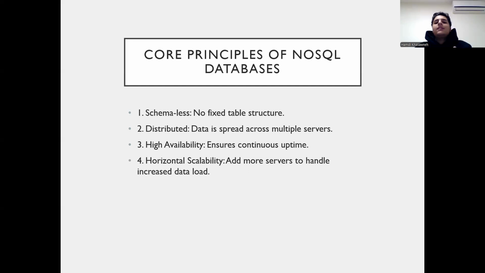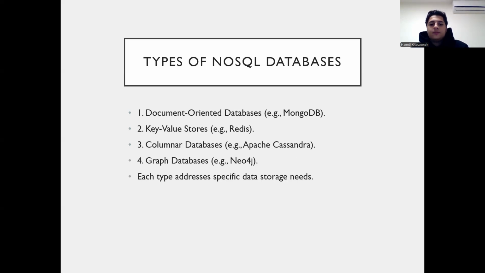For example, you can add several more servers to handle the data load instead of upgrading your already existing hardware, which needs more money and is more expensive. These principles make NoSQL databases ideal for applications that require constant uptime, such as e-commerce websites, social networks, and streaming platforms.